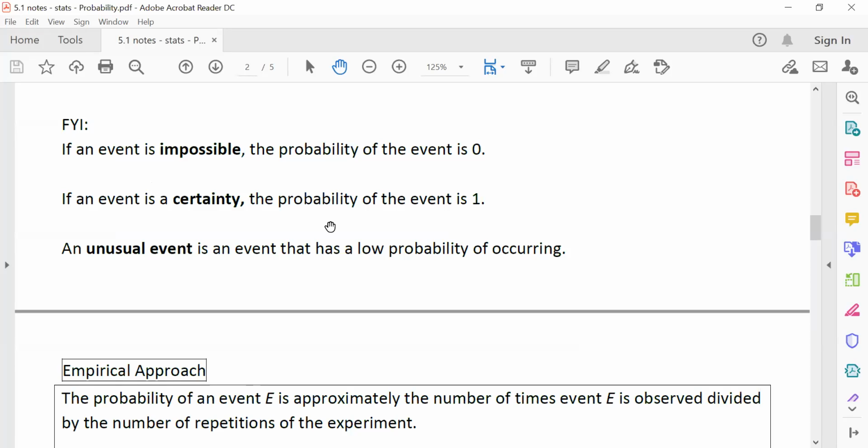Conversely, if something is guaranteed to happen, the probability of that is 1 or 100%.